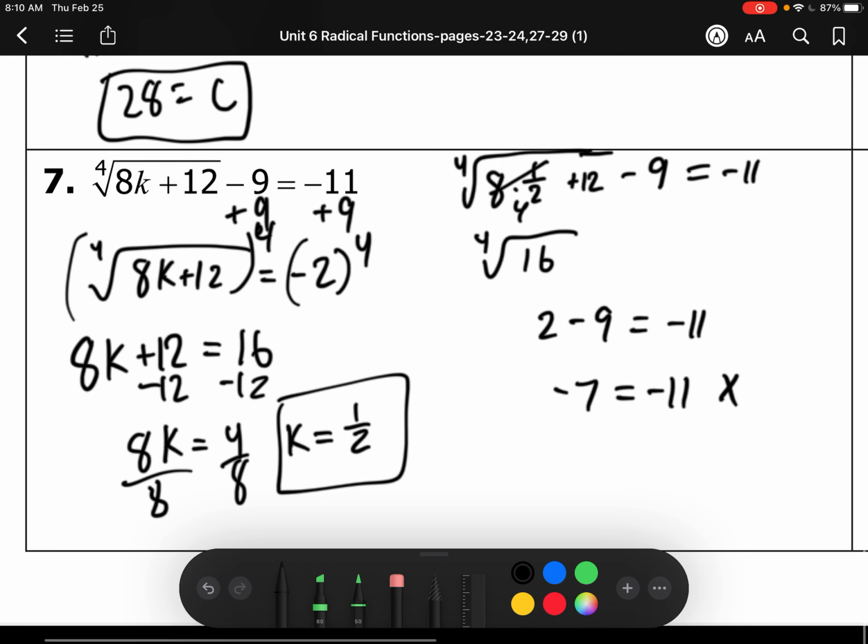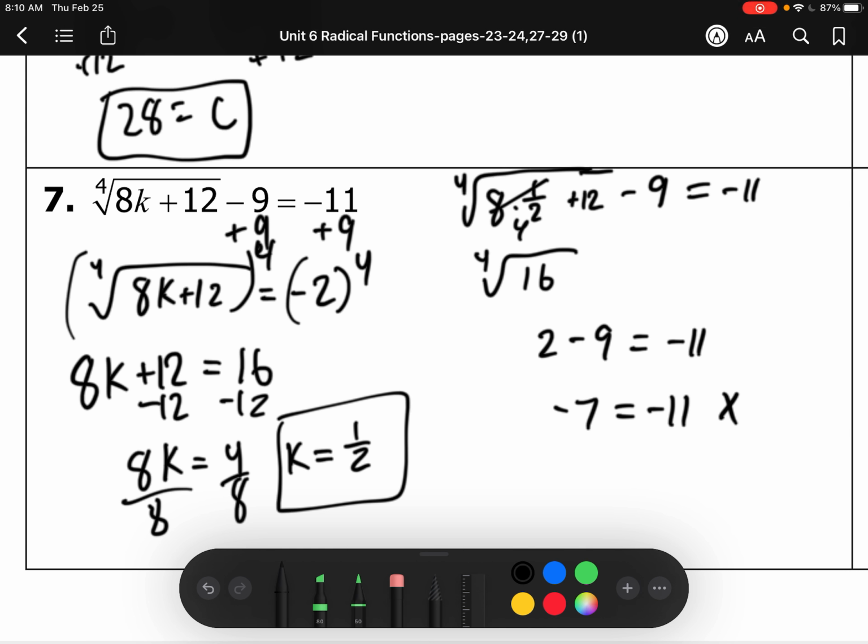So again, with this one where we have no solution, you would normally get plus or minus, but since we're only working with the principal root, that's why this is no solution.